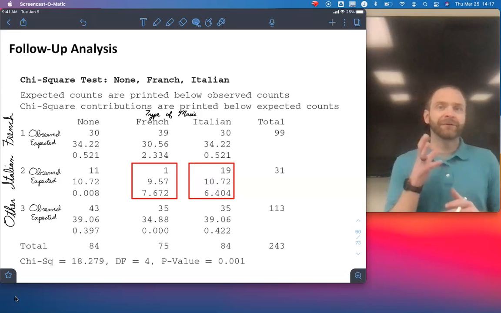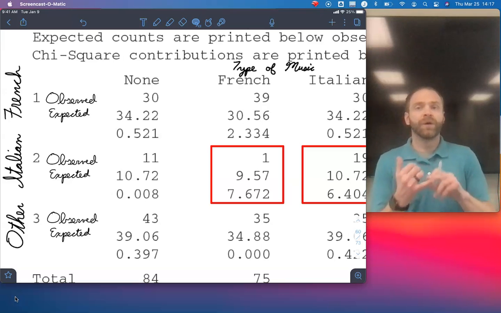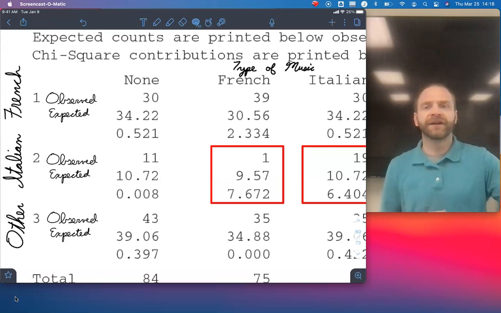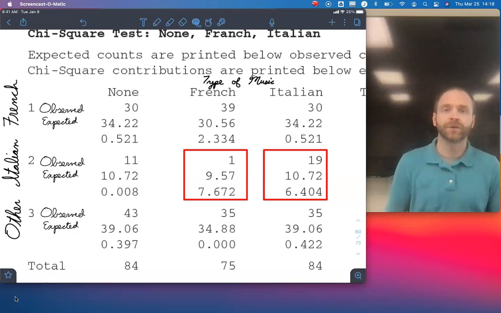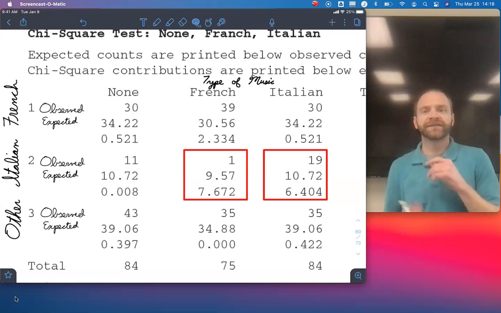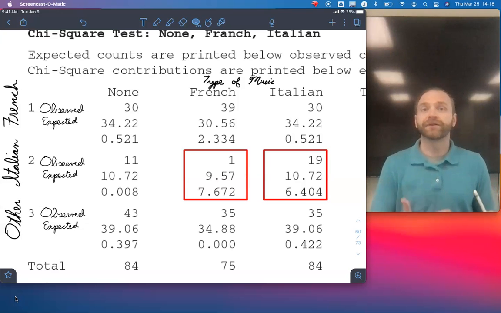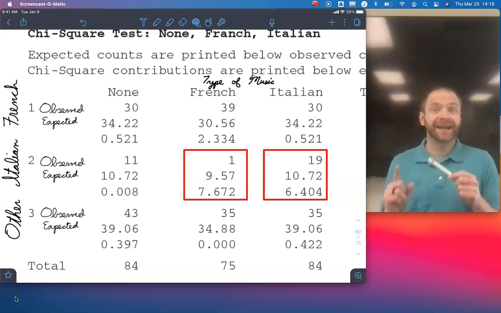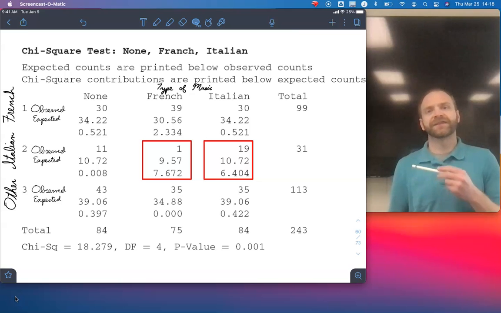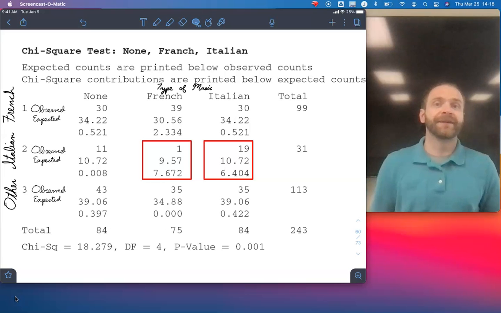I have it labeled for you, and I would write this down: the 1, the 2, and the 3, those are the types of wines that were purchased. So 1 is the French wine, 2 is the Italian wine, and 3 is the other wine. The top headers, the non, the French, and the Italian, that's the type of music that was playing in the store when the wine was purchased. We can see there are these two highlighted parts here: this 9.57, 7.672, and this 10.72, 6.404. Those two areas had the biggest impact on that 18.279 that we see at the bottom. Also notice at the bottom it has the p-value and the degrees of freedom. That's nice of Minitab to do that for us. Those two had the biggest impact, and we're going to keep that in mind.